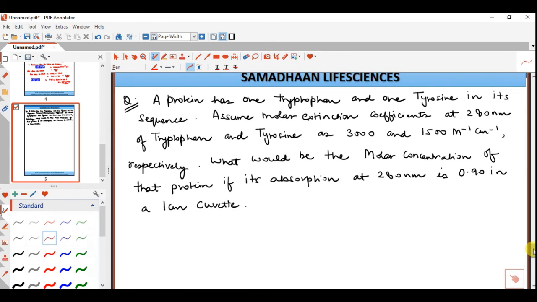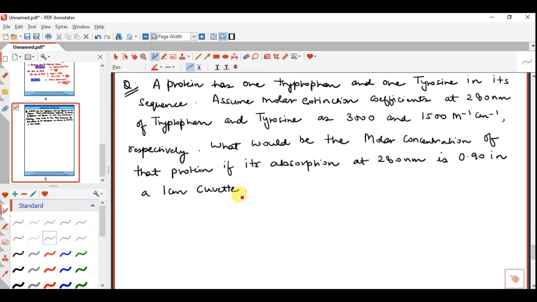Okay, so a protein has one tryptophan and one tyrosine in its sequence. Let me just underline the important thing: tryptophan and tyrosine, one each, in its sequence. Assume the molar extinction coefficient at 280 nanometer of tryptophan and tyrosine.